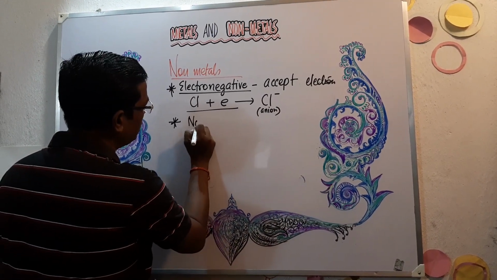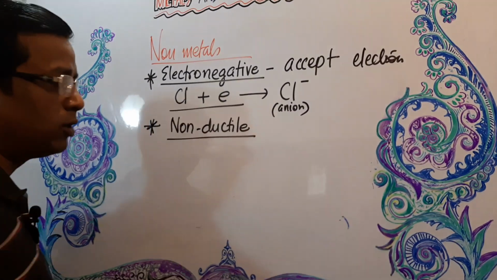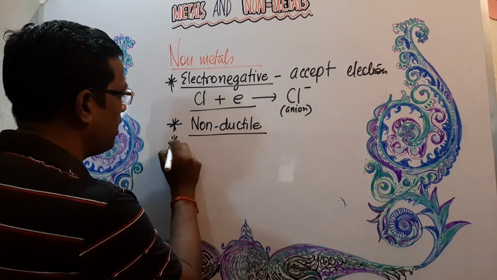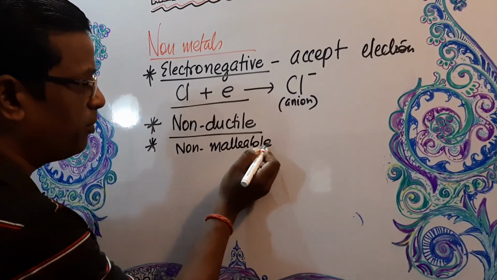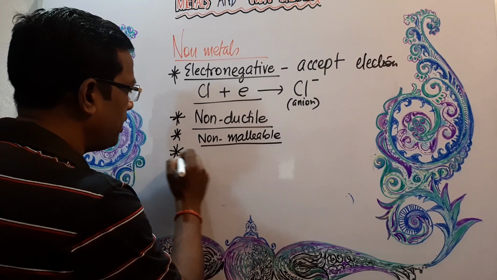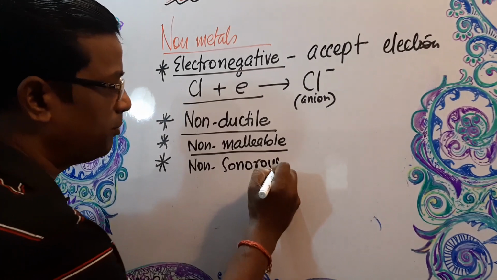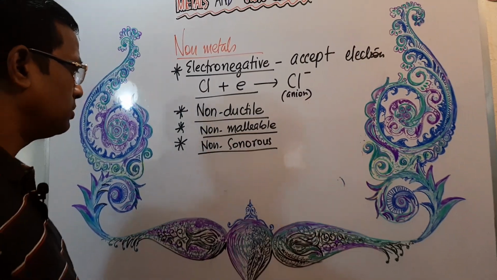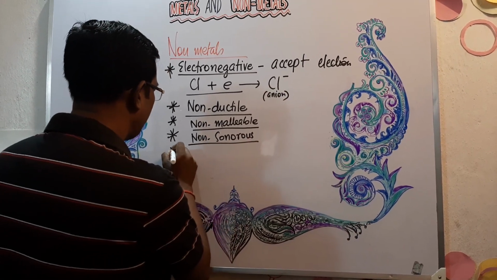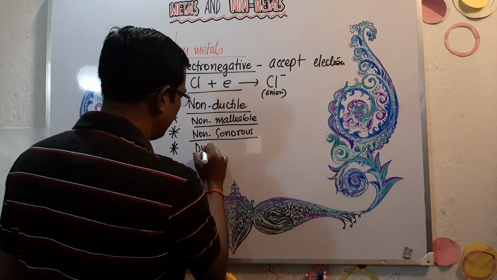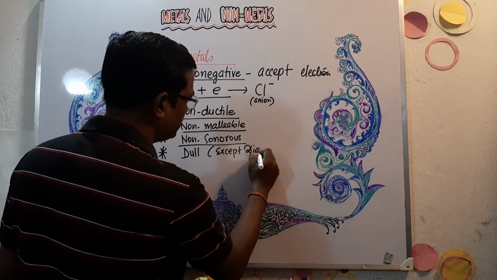They are non-ductile. They cannot be drawn into thin wire. They are non-malleable. They cannot be beaten into thin sheets. They are non-sonorous. They do not produce a ringing sound. Rather, they produce very peculiar, non-ringing sounds. They are dull, except diamond, which is an allotrope of carbon.